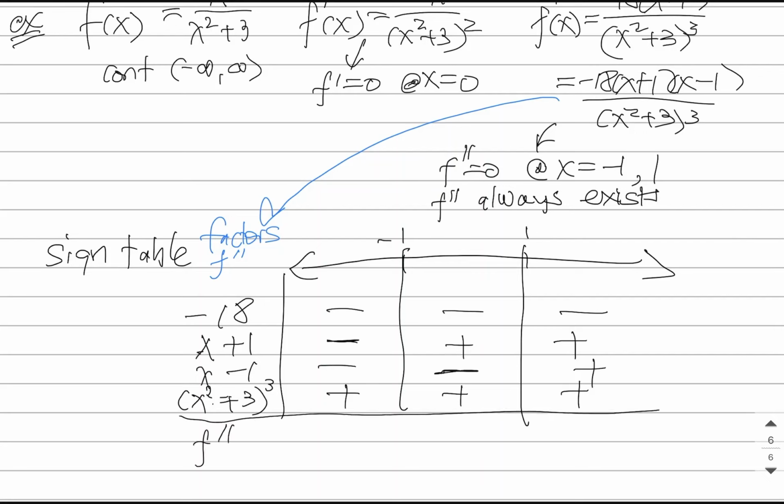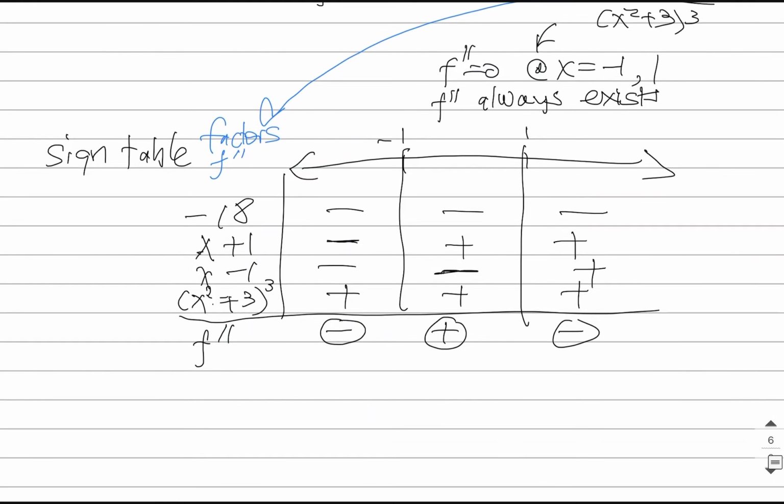So I put it all together. These four factors multiply to give me the overall sign of f double prime. So I multiply their signs. Negative, negative, negative, positive. This gives me a negative. Two negatives give me a positive. And this is a negative.